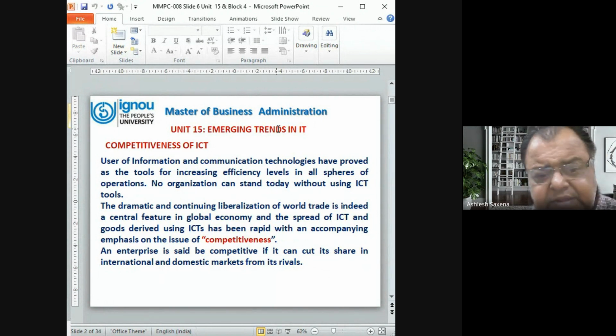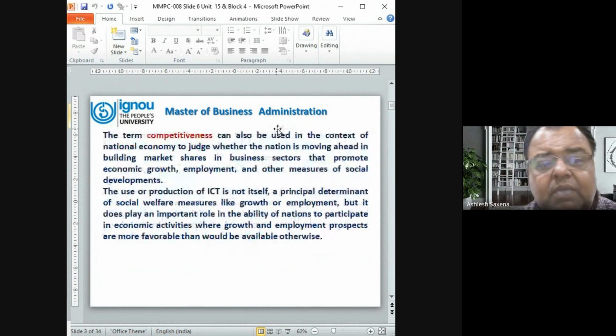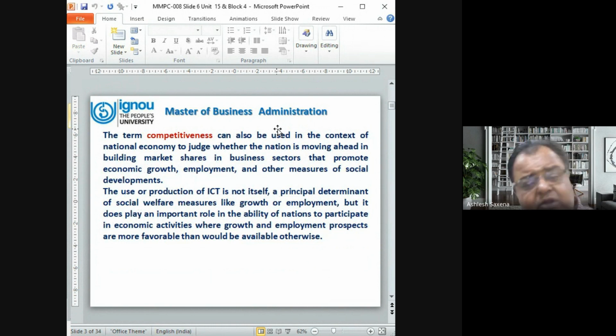An enterprise is said to be competitive if it can gain its share in international and domestic markets from its rivals. The term competitiveness can also be used in the context of a national economy to judge whether the nation is moving ahead in building market shares in business sectors that promote economic growth, employment, and other measures of social development.